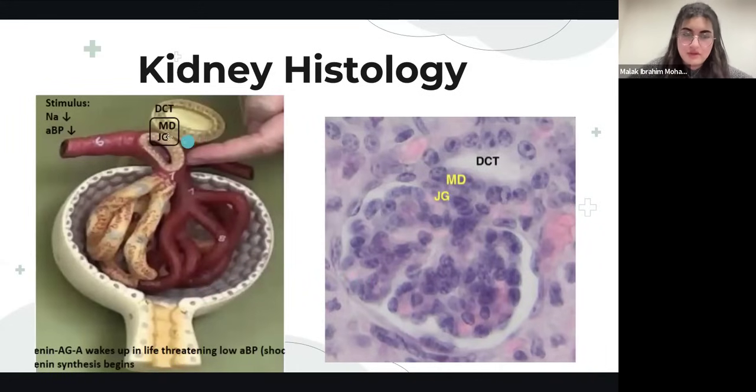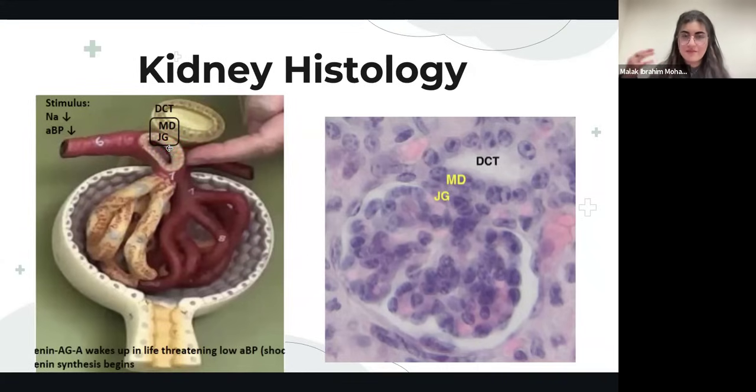Now, you have something called the juxtaglomerular space, which is basically you have the macula densa, and as we said, the macula densa is basically the distal convoluted tubule, but it just goes back. So the distal convoluted tubule will go back to the glomerulus, and it will basically facilitate the movement of ions from the distal convoluted tubule into the glomerulus.